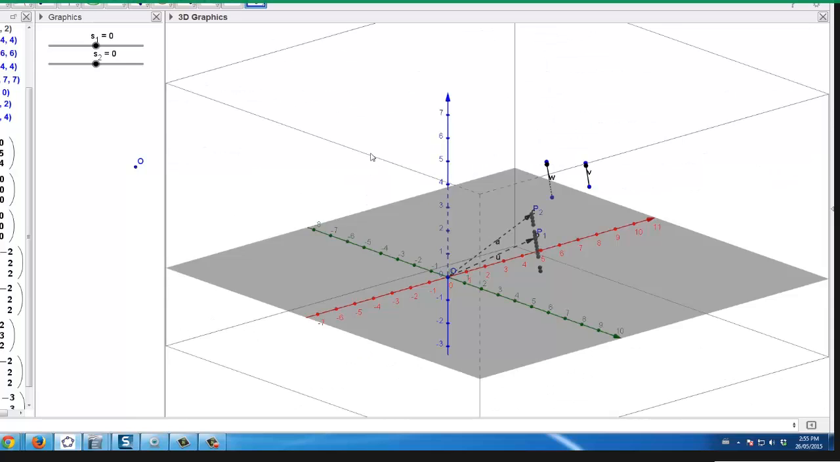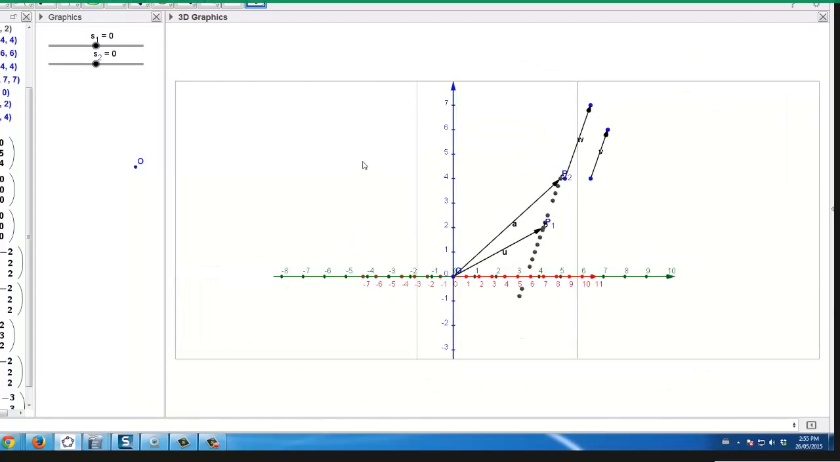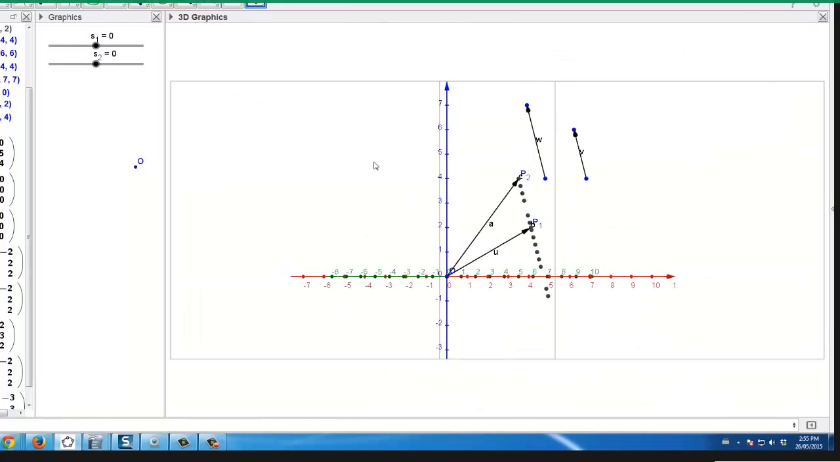What do you notice about P1 and P2? Are they the same distance from each other? No, they're not. They're on the coincident line. Do you notice something about P1 and P2 relative to the direction vectors? Take a look at your screen. They're parallel, right? So the vector between those two.